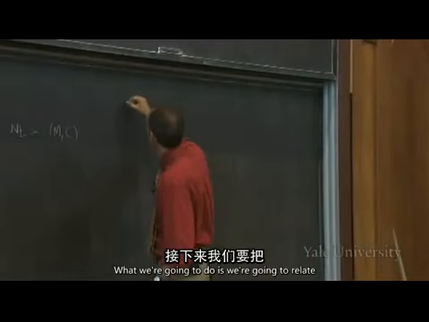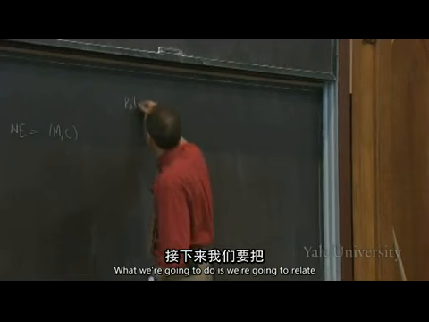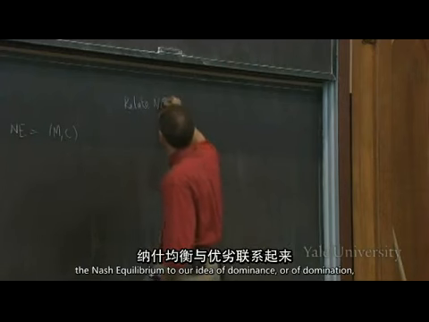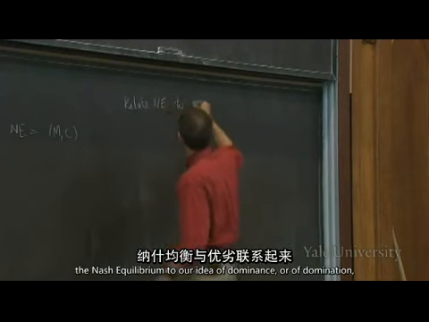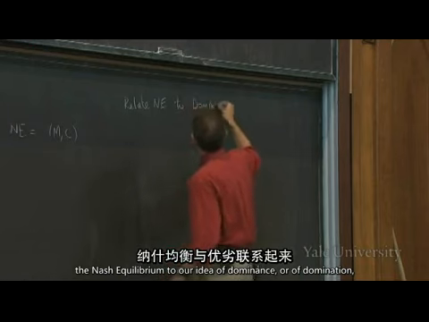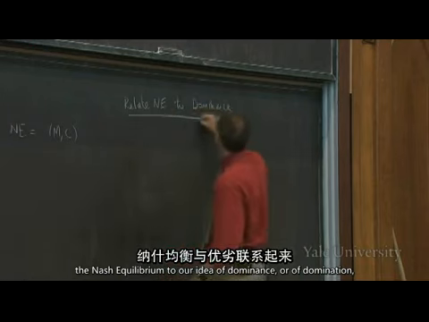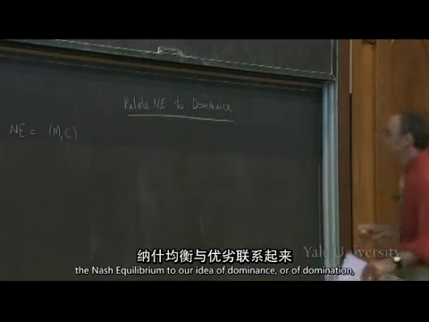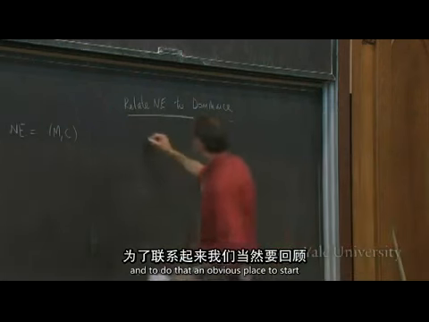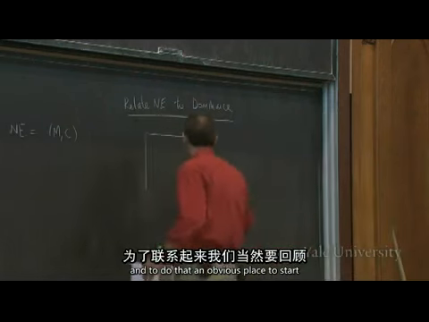So what we're going to do is relate Nash equilibrium to our idea of dominance, or of domination. All right? And to do that, an obvious place to start is to go back to a game that we've seen before.